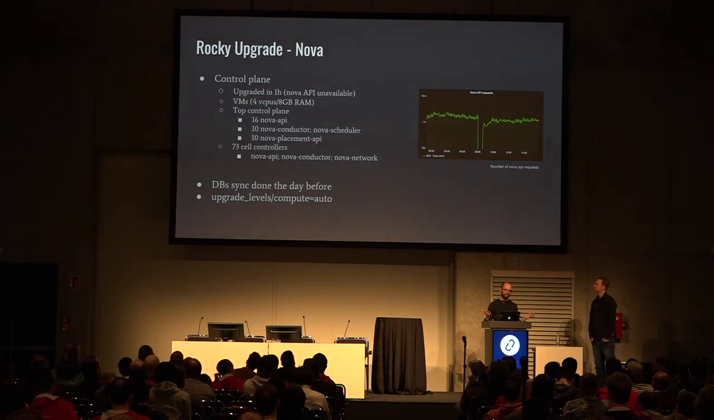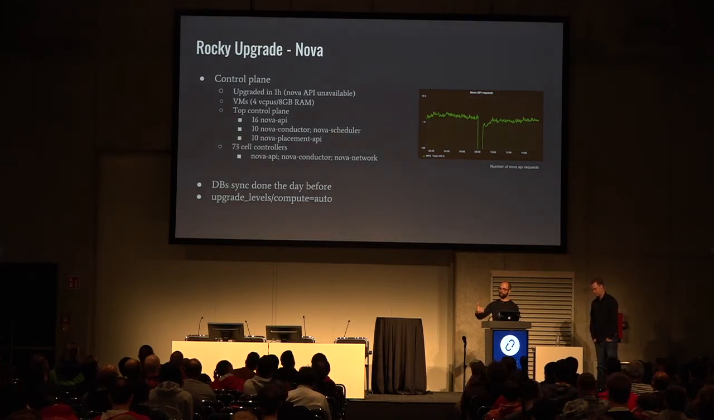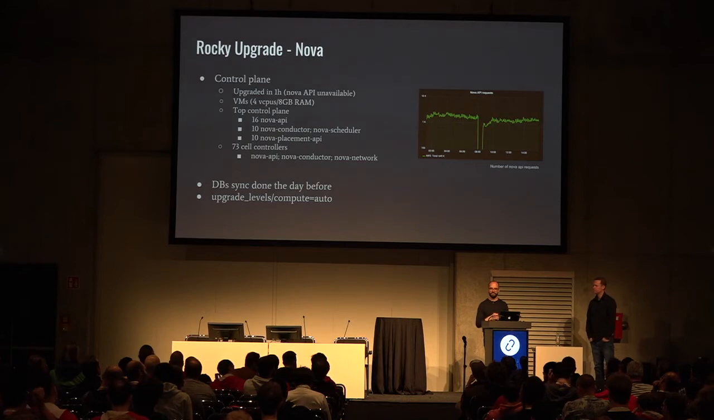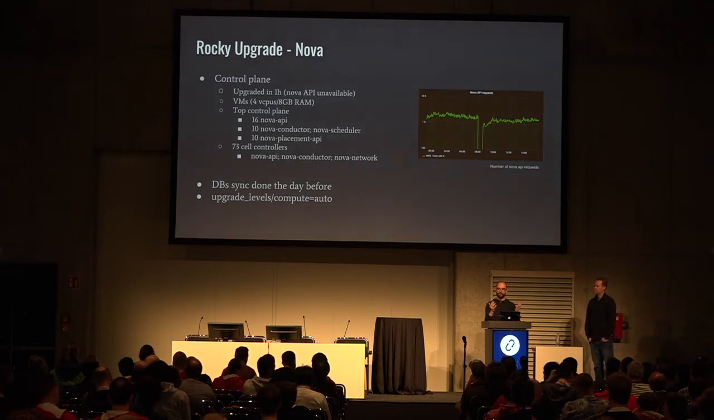And then we have 73 cell controllers. When we upgraded to Queens and migrated to CellsV2, we had 70. Actually, during these 6 months, we had 3 more cells, around 600 new nodes in the infrastructure. So all of this was upgraded during this 1 hour downtime.